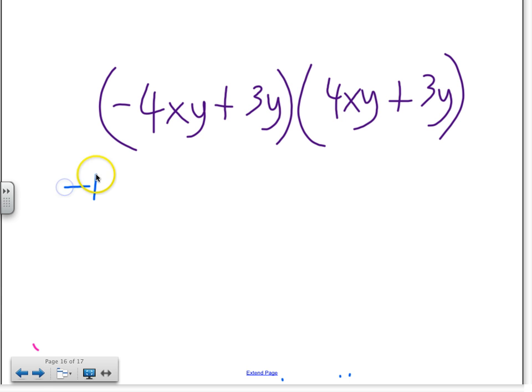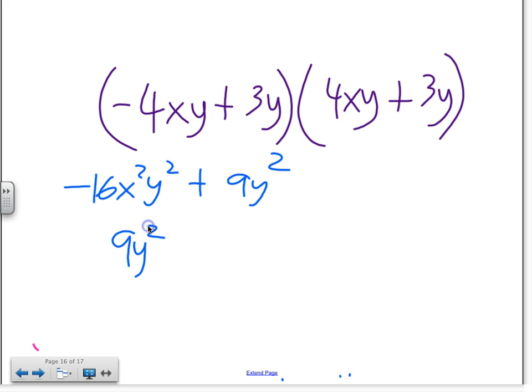Okay, so what do you write? Negative 16x squared y squared, plus 9y squared. Do you notice that this can be rewritten to make it a bit nicer? We don't want to start off with a negative, so I can just switch it like this: 9y squared minus 16x squared y squared. You see how I can switch them? A negative still maintains a negative. A positive still stays a positive. But I want to start off with a positive. There. That's all we got.